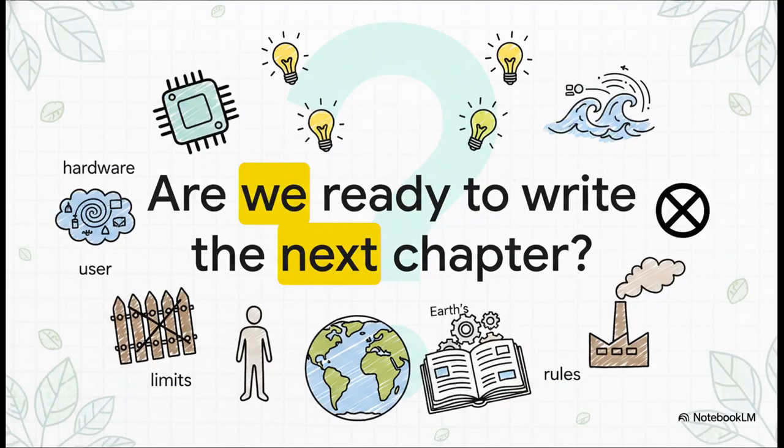So there you have it. We've covered the hardware, the software, the user, and the hard limits of the whole system. We've just read the first few pages of Earth's operating manual. The question now isn't just what happens next. The real question is, what role are you going to play in writing the next chapter?